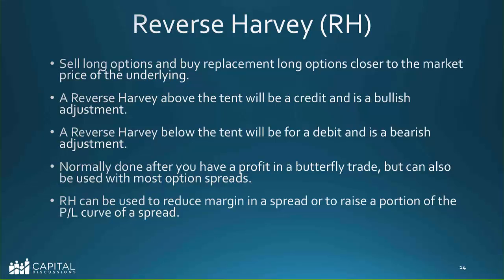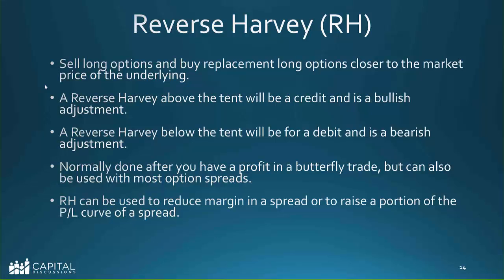What I usually do is set it up as a condor type of order, because it makes it easier to send out on the alert service, and they're usually filled very quickly. Basically, the structure of a reverse Harvey is we're going to sell long options and buy replacement longs closer to the market price of the underlying, or in our case, closer to the short strike of the butterfly.